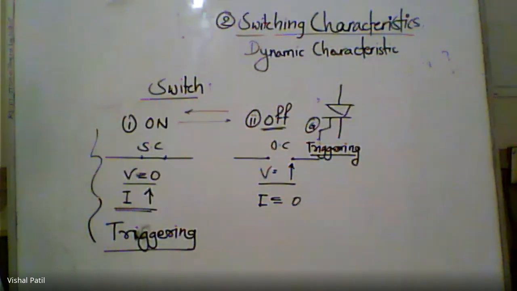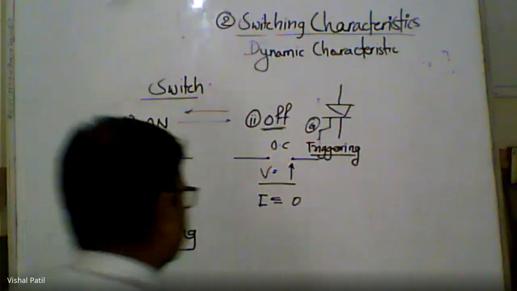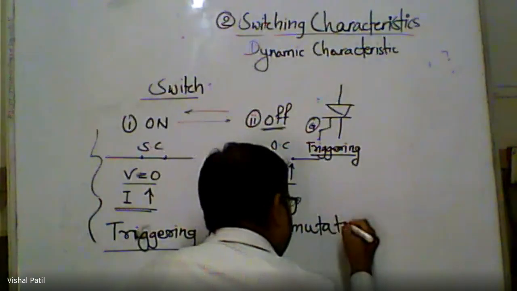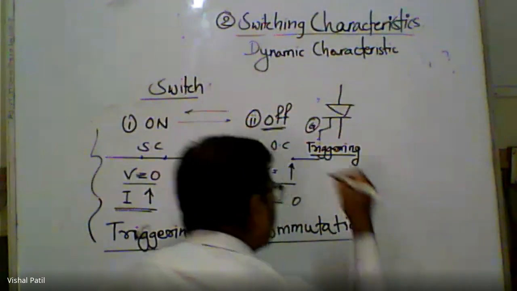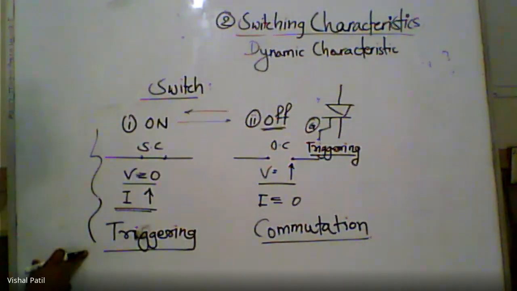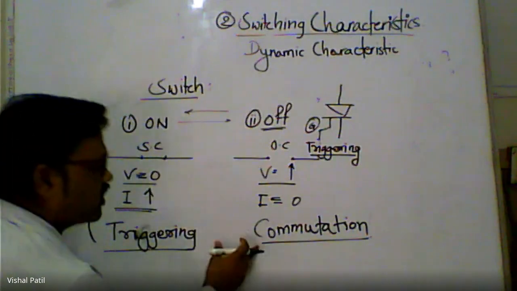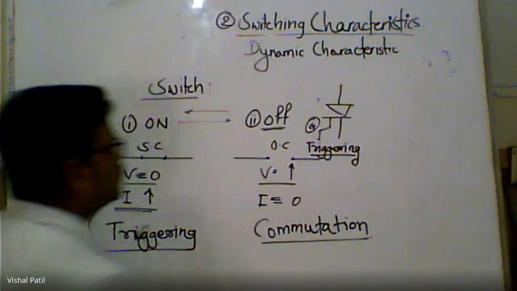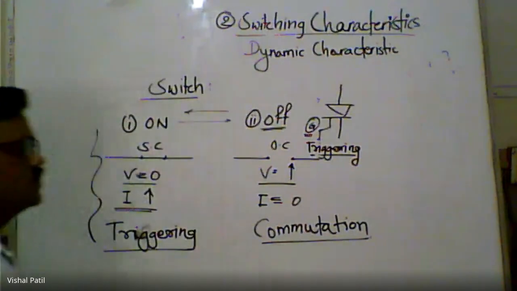The process by which we stop the device from conducting, that process is called commutation. So commutation is the opposite of triggering. Very parallelly, triggering has some methods, and commutation also has some techniques, some methods to be adopted to commutate. But it is not compulsory that we should only use the gate to commutate the device.